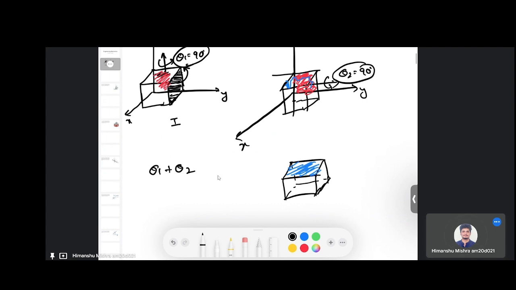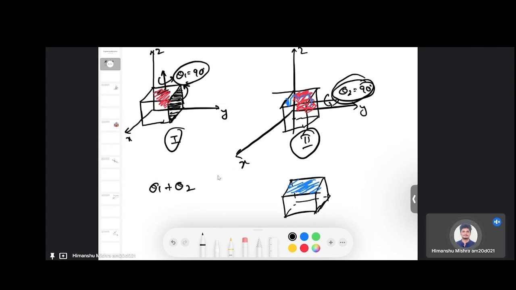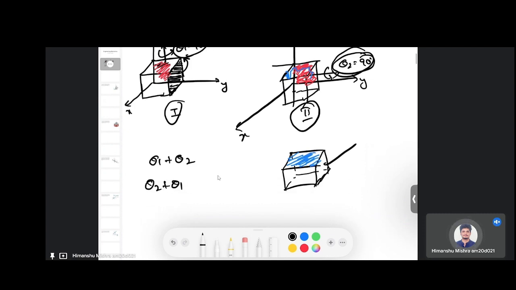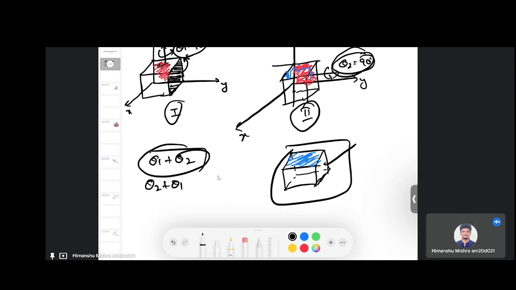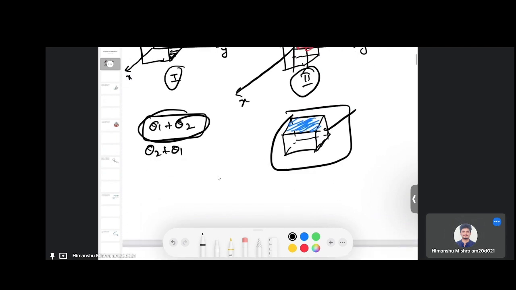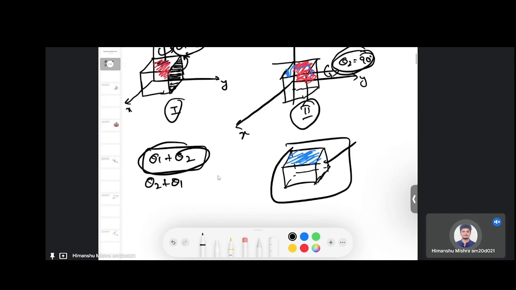Now, let's say this is my case 2. If you perform theta 2 rotation first, followed by theta 1, you can write theta 2 plus theta 1, but the end result will be different, so you will not get this end result. This is the end result for the case which I have shown in this square bracket. So let's perform first the theta 2 rotation and then the theta 1 rotation.